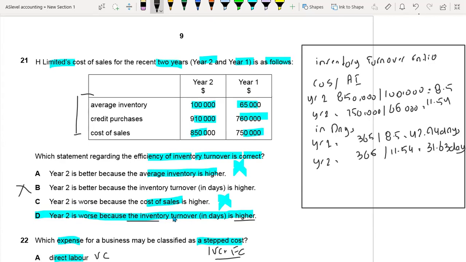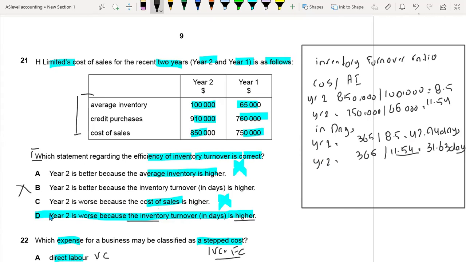Option D, year 2 is worse because the inventory turnover in days is higher. But if you see, the inventory turnover in days is not higher, it is lower, 31.63. Basically in this question they are asking us to find the right definition that identifies whether inventory turnover is efficient or not. If we go with the calculations, in year 2 the days are lower, and if the inventory turnover days are lower, this is a sign that we have a very high efficiency of inventory turnover.